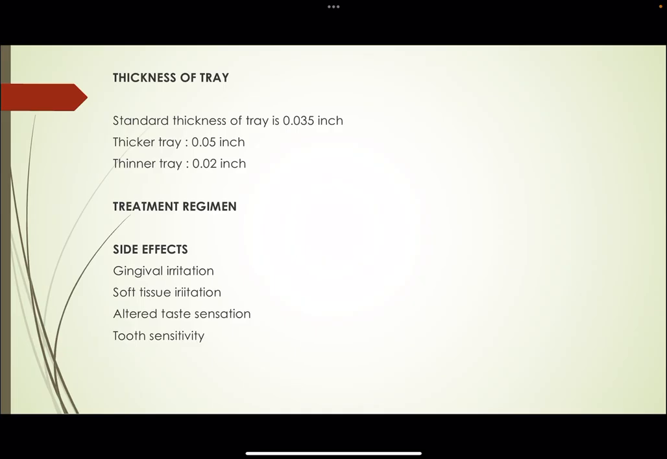Then coming to the thickness of the tray, the standard tray is about 0.035 inch thick. A thicker tray is 0.05 inch and a thinner tray is 0.02 inch. Then side effects are gingival irritation, soft tissue irritation, altered taste sensation as well as tooth sensitivity.